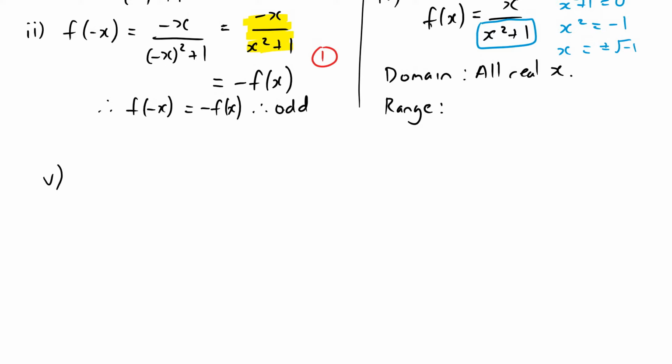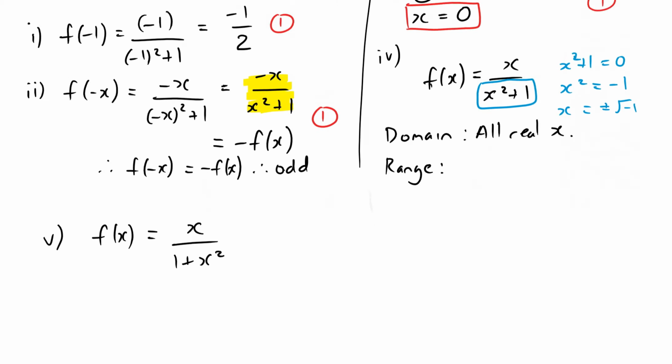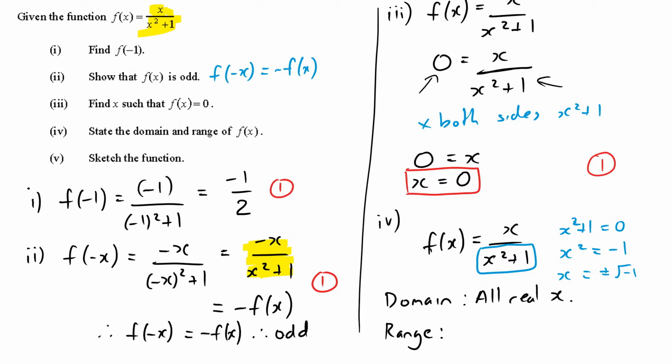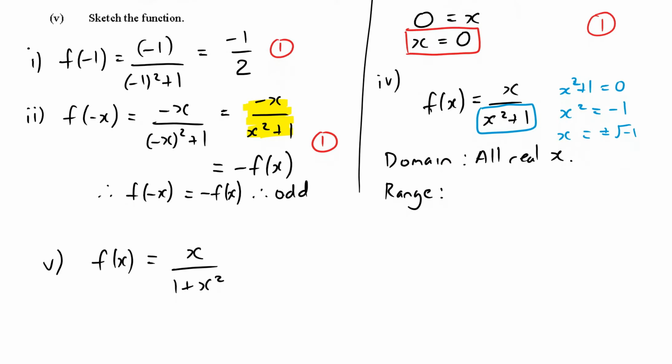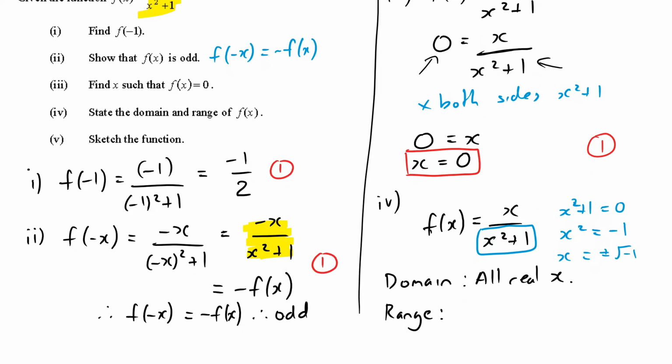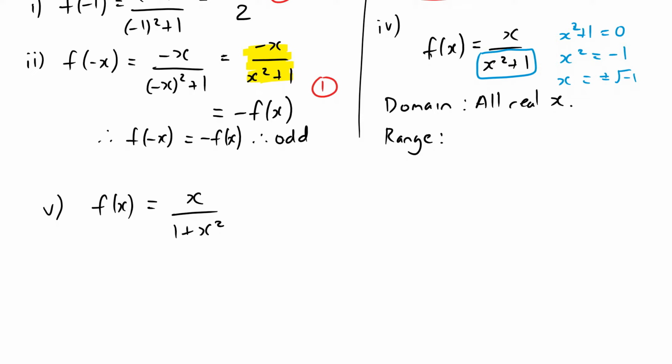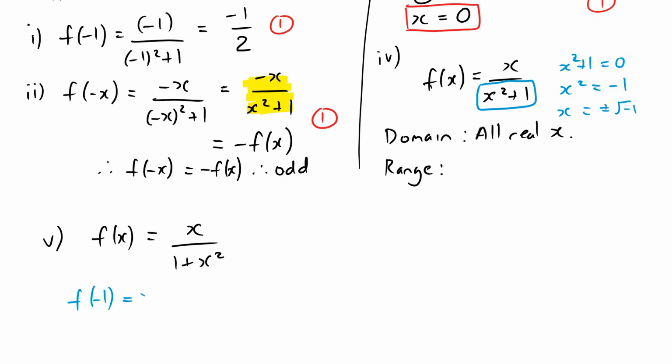So what I'll do is I'll do it over here. So write the function out again. Now, the trick to sketching this function is to look at what we've done. We didn't do all of these previous parts for nothing. They were all building up to sketching the function. So firstly, I know that f(-1) is equal to negative a half. Okay, so I know this. So what I'll do is I'll write down all my information. f(-1) is equal to negative a half.